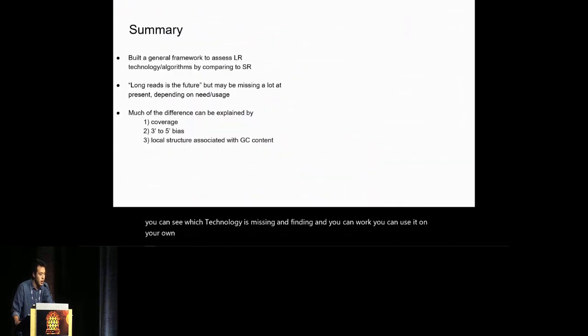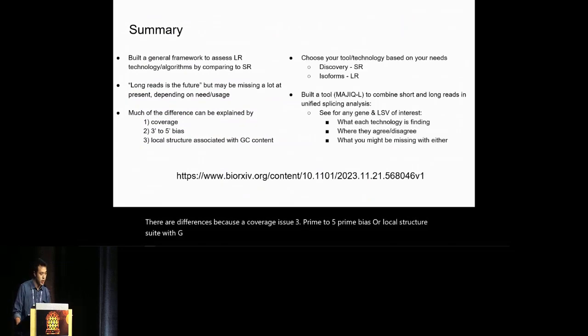So in summary, we built a general framework to assess long read technology and algorithms by comparing to short read. Long read is the future, but currently there are a lot of things missing depending on your need and usage. So far we found the main reasons for the differences are coverage issues, 3' to 5' bias, or local structure associated with GC content. So if you want to do your experiment, you can choose your technology and tool based on your needs. If you want to do discovery, probably short read. If you want to focus on isoforms, do long read.